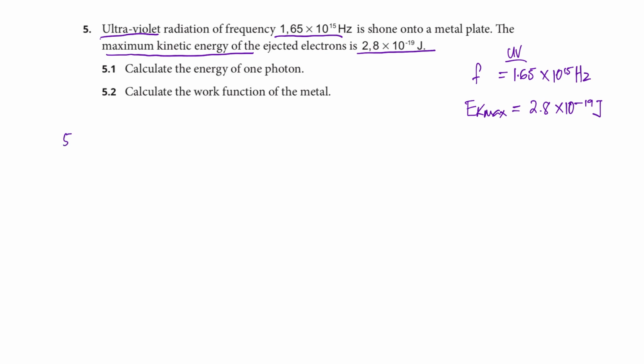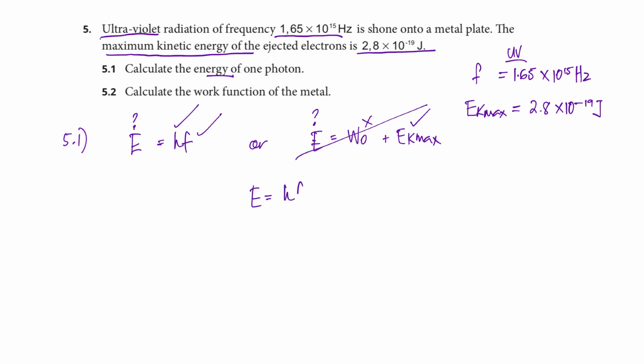Question 5.1. Calculate the energy of one photon. So for the energy of a photon, I have E is equal to hf, or E is equal to work function plus EK max. If I look at the information I have for the two formulas, I'm looking for E in both. I have h and I have f. I don't have the work function, and I do have EK max. So I use the formula that is the best one, and that is E is equal to hf.